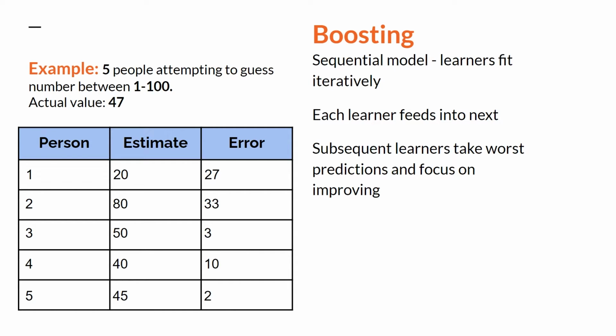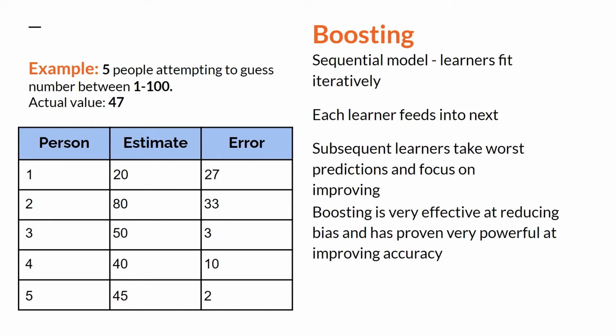Now, of course, in real life, data is rarely going to be this clean and this simple, but this is just to conceptually illustrate how boosting might work, how subsequent learning might work. Boosting is also very effective at reducing bias. If you remember, bagging was really good at reducing variance. Well, boosting is really good at reducing bias. We'll talk a little bit about why that might be in a subsequent slide. For now, it's good at reducing bias, and it's also been proven very powerful at improving accuracy.